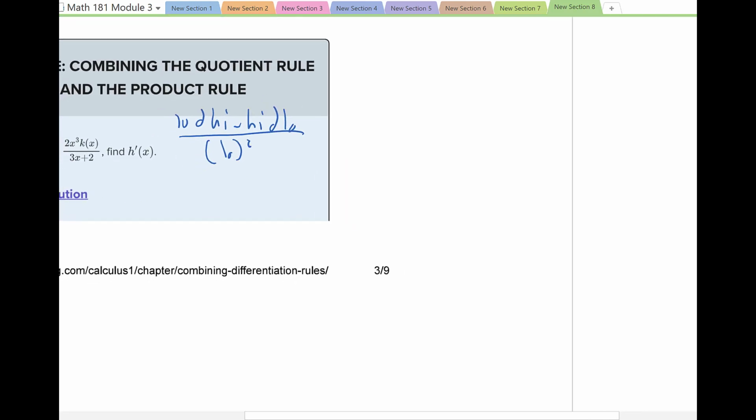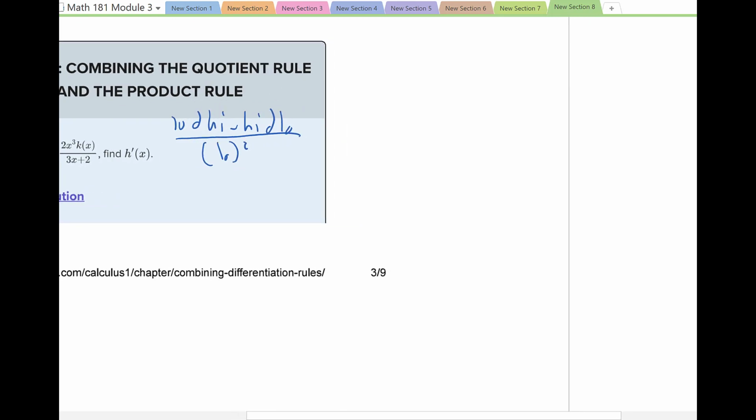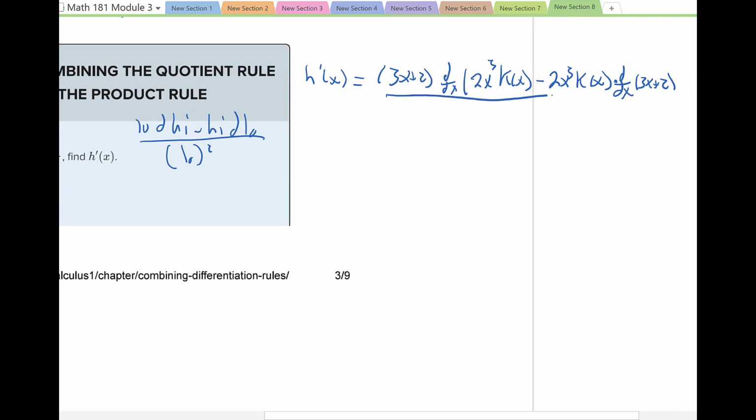So what do we have here? This was an h of x. So we're doing h prime of x is going to be low, which is 3x plus 2, d high, so the derivative with respect to x of 2x cubed k of x, minus high, which is 2x cubed k of x, d low, which is going to be, I'll just do d dx of 3x plus 2, all over 3x plus 2 squared.